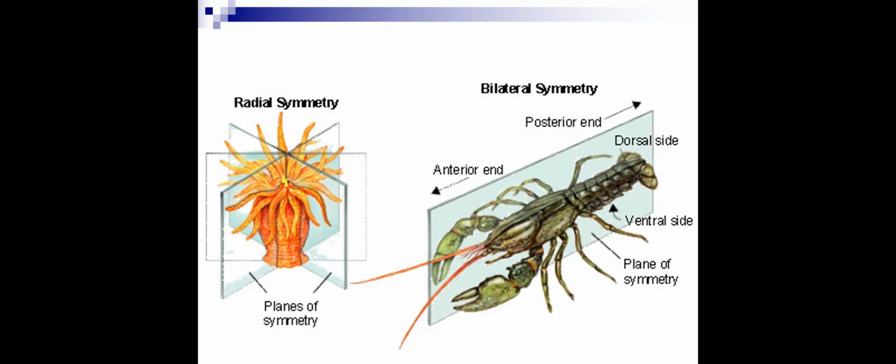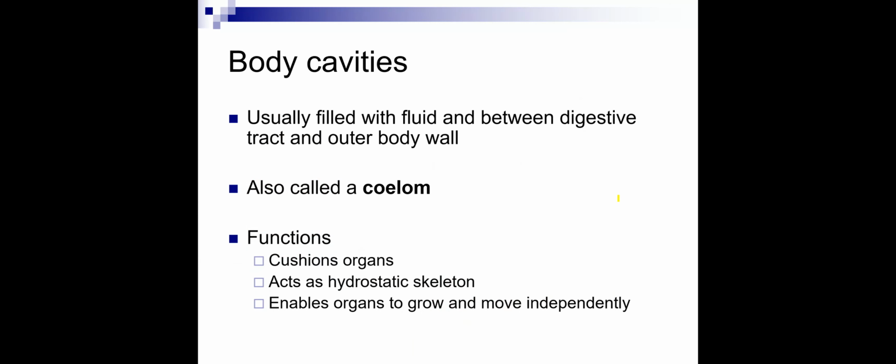So there we have the radial. Pretty much you have multiple lines of symmetry when they have that circular body plans, whereas when you have bilateral symmetry, there's just one line of symmetry that's going to divide them into left and right.